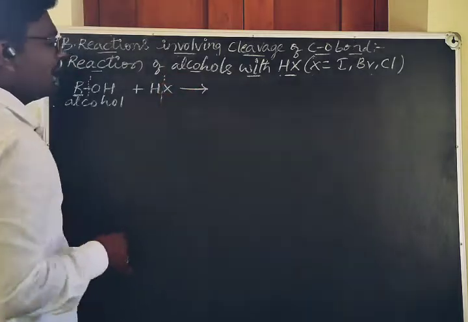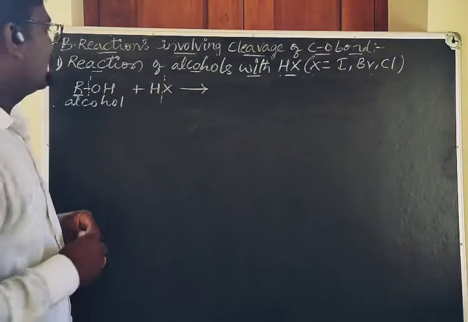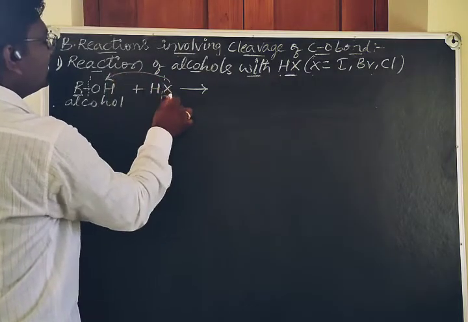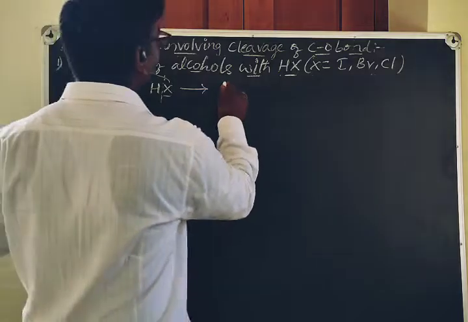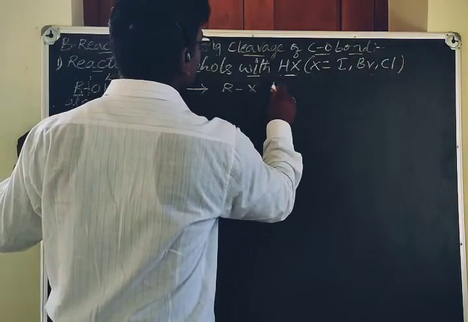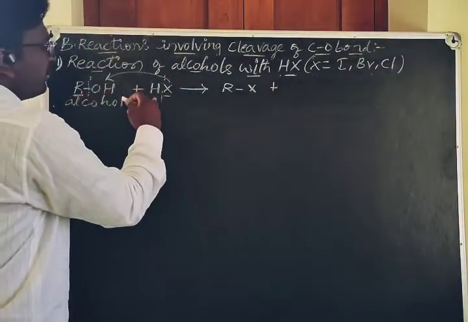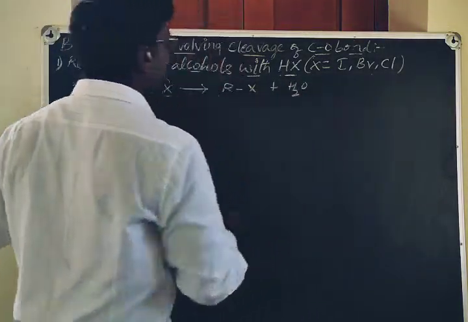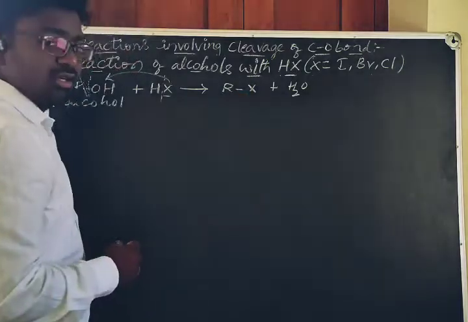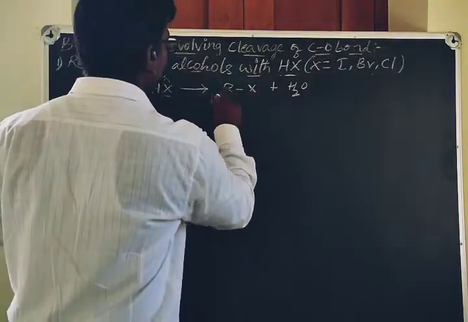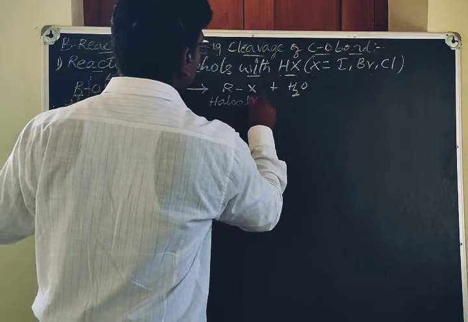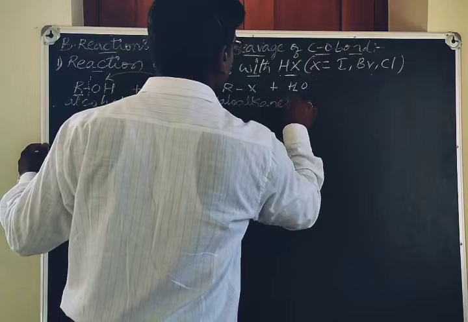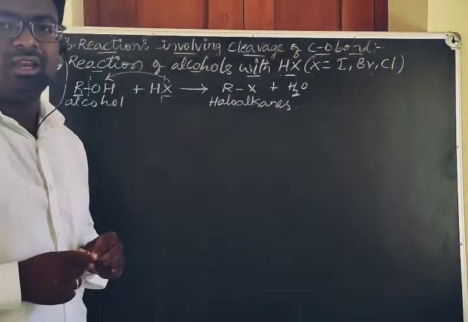Similarly, the bond between hydrogen and halogen breaks. So now the substitution of OH with X takes place. You will get RX, and this OH minus combines with this H plus and gives H2O as the byproduct. Here RX is nothing but a haloalkane. About this you have studied in the haloalkanes and haloarenes chapter. The RX is nothing but a haloalkane.